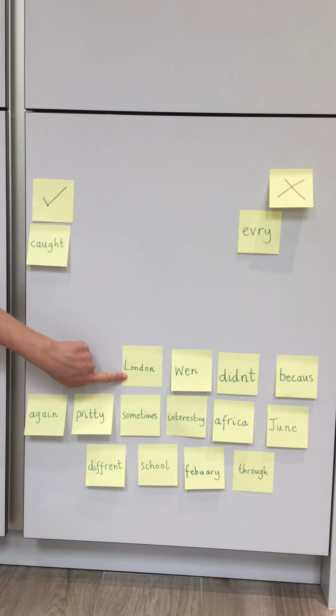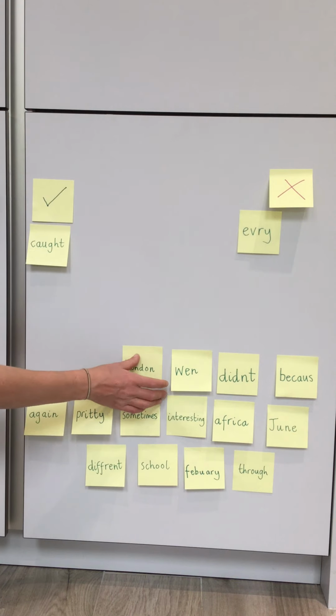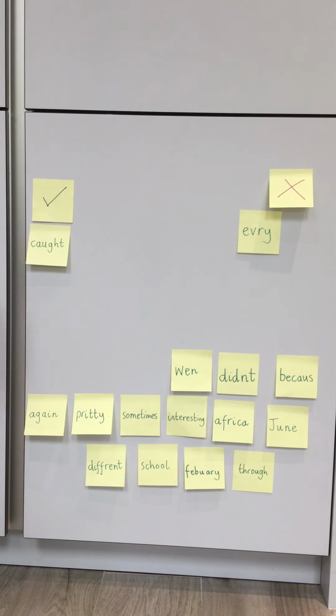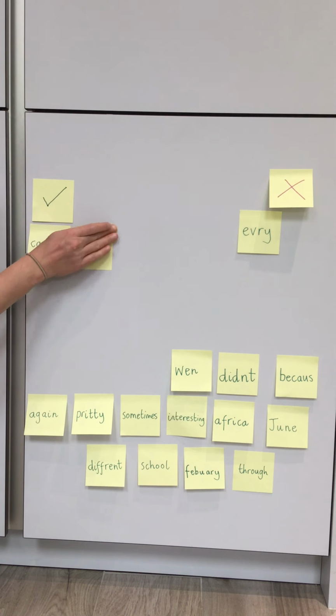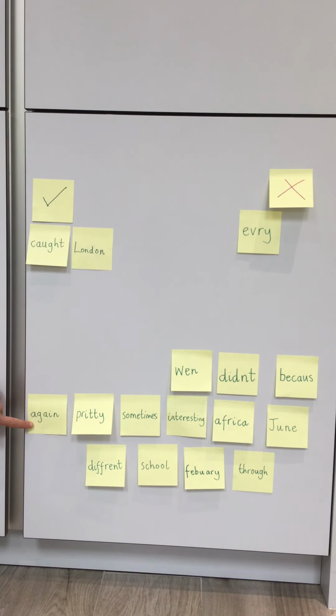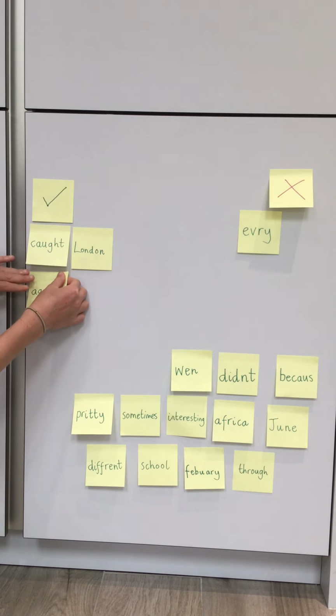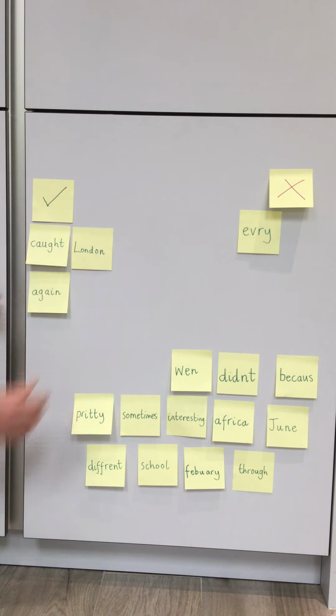Then we've got London. Now that is spelt correctly, and the important thing here is it's a proper noun and needs a capital letter, and it has got one. So that is the correct spelling, and I've remembered the capital letter. Okay, let's go on to this row. Next one here, this is again. And this is also spelt correctly. Lots of people miss out the A. But this one is the right spelling of again.